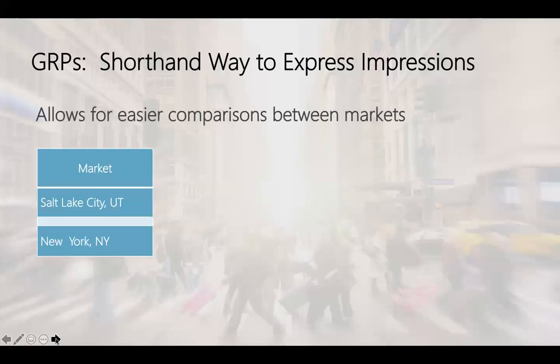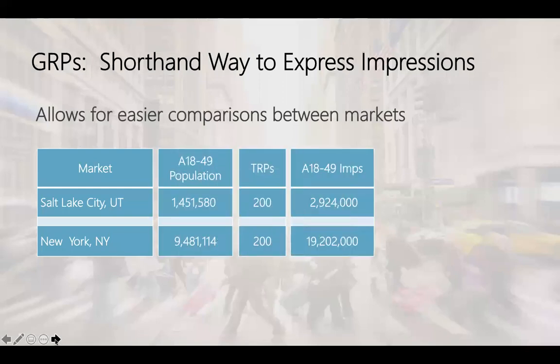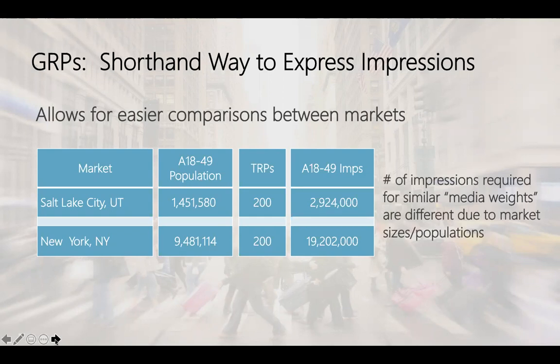Scott, if you could actually load this full chart, and the next build as well. One of the really interesting things about TRPs is it allows you to look across markets and also across channels, and it helps you understand. If we take a look here at 2 different example markets, you can see right in that middle column, we have 200 TRPs for both. So that's our goal for both of these.